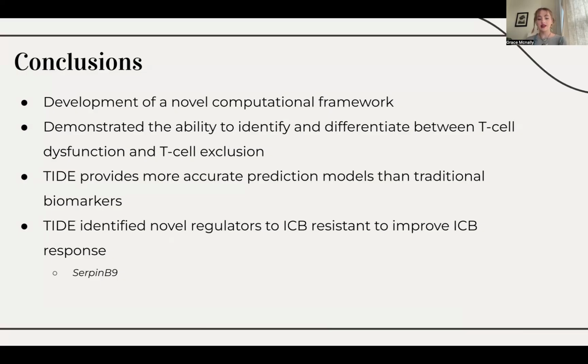The model developed is able to assign a TIDE score that more accurately predicts a patient's response to ICB therapy compared to traditionally used biomarkers, using pre-treatment tumor genomes. The authors also demonstrated TIDE's ability to identify novel regulators of ICB resistance for therapeutic knockout in order to improve ICB response, shown through the discovery of SERPINB9 as a regulator.